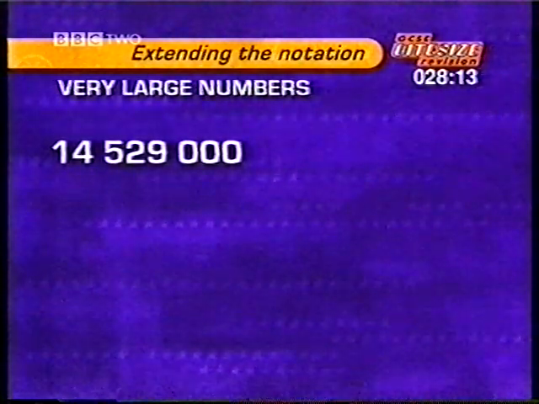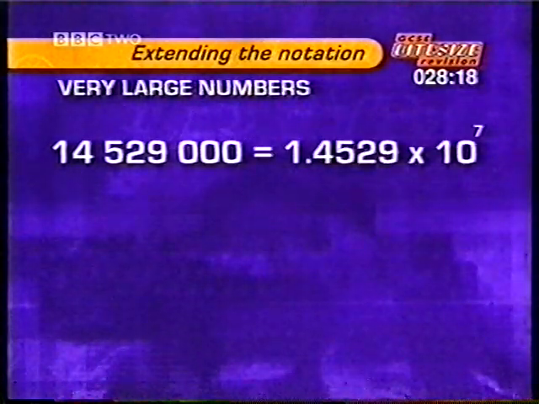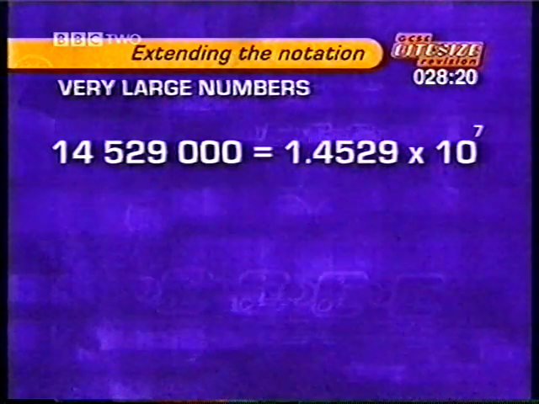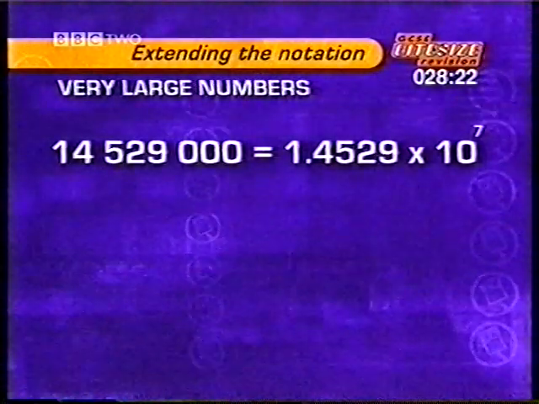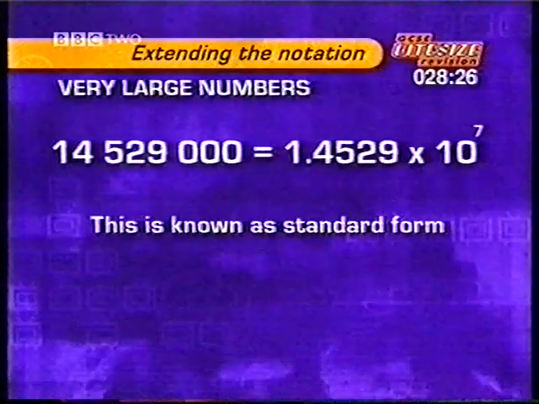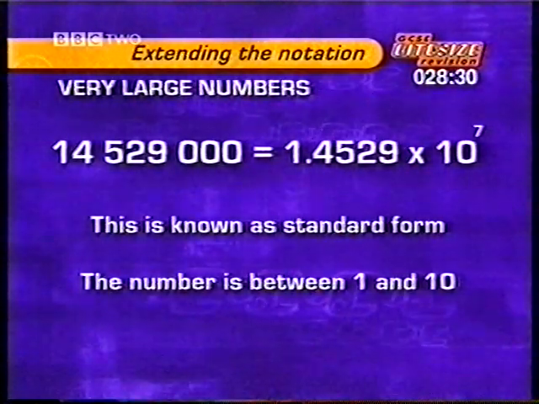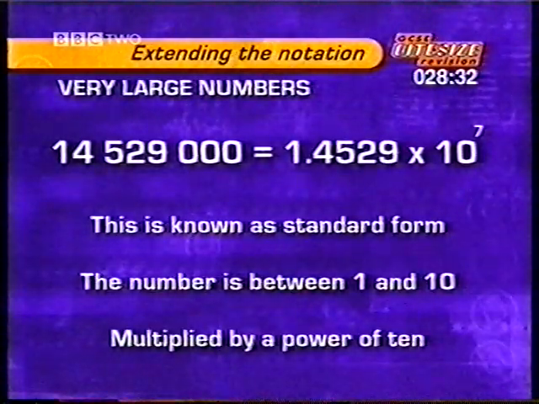So the original number, 14,529,000, can be written as 1.4529 times 10 to the power 7. This is known as standard form. The number part is made to fall between 1 and 10, and is compensated by being multiplied by a power of 10.